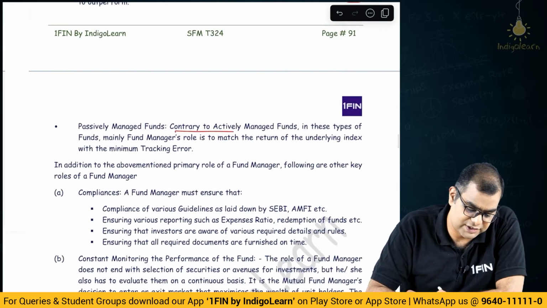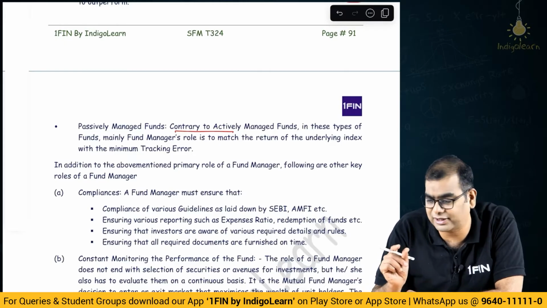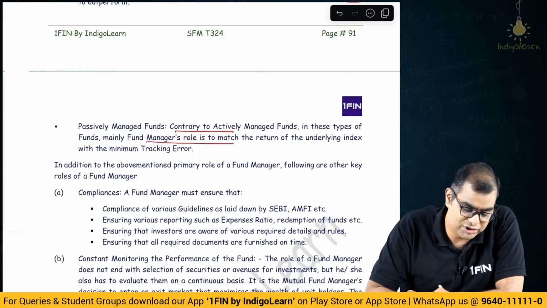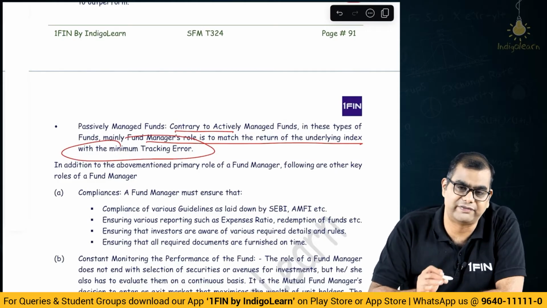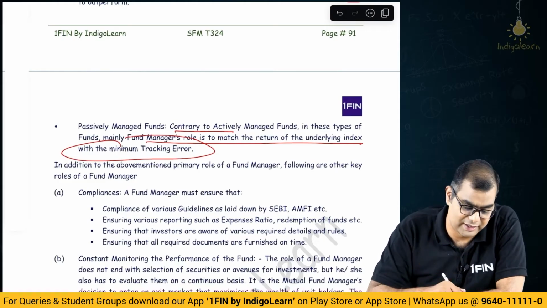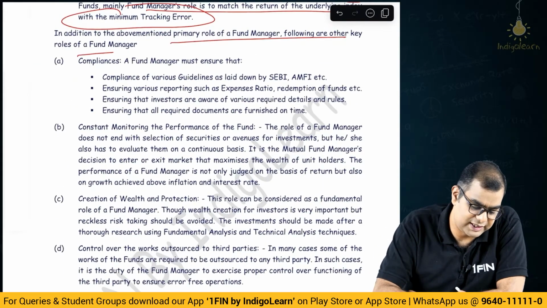In passive funds, contrary to active funds, you don't do everyday buying and selling other than to maintain the portfolio. The fund manager's role is to match the return of the underlying index with minimum tracking error. The role is very different. In active, you have to generate an alpha. In passive, you have to have minimum tracking error. In addition to all these roles, the following are the additional roles.